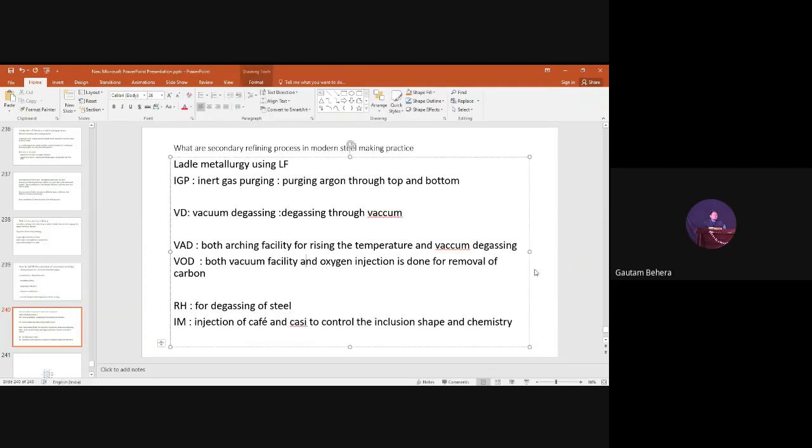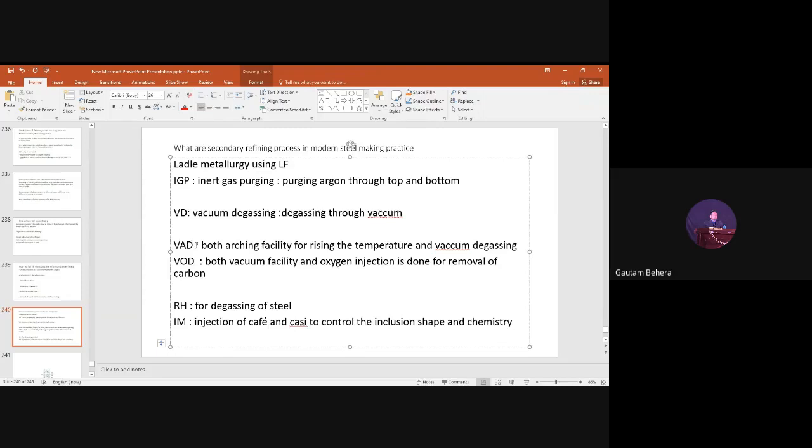Anyways, you understand, that means if you want to remove the dissolved gases, you have to decrease the partial pressure of the gas. That can be done by using vacuum, because vacuum means negative pressure. We have to create a negative pressure over the molten steel so that the partial pressure will reduce and the gas will come out.